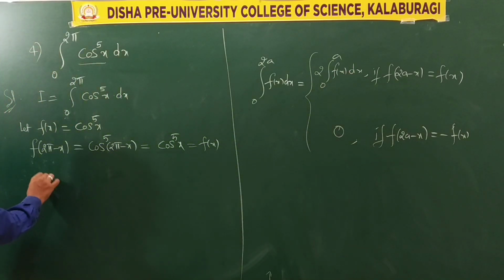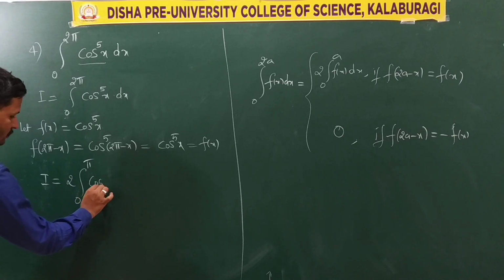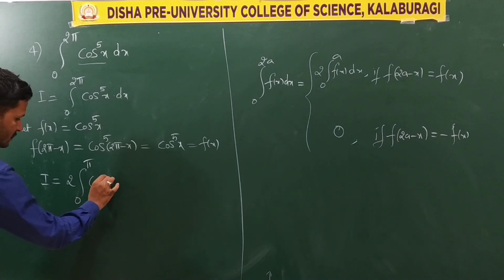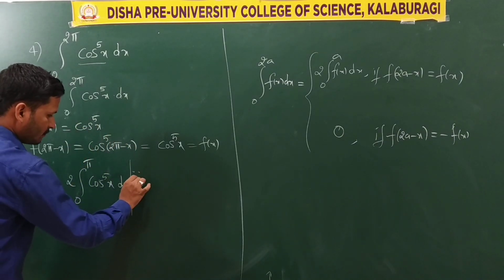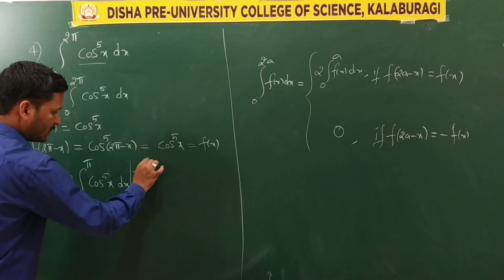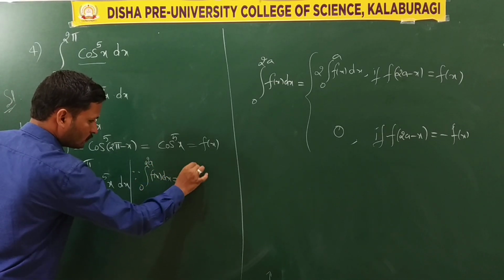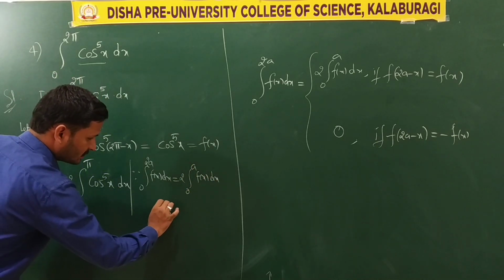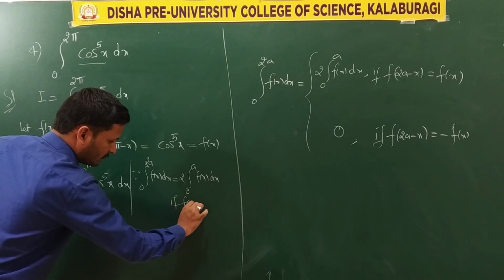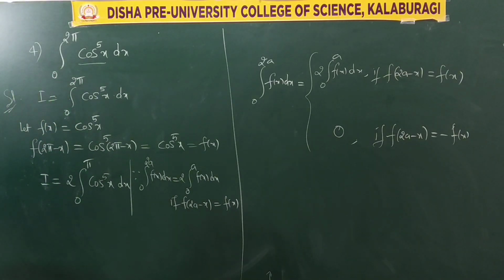Okay, so now integral I reduces to 2 times the integral from 0 to pi of cos raised to 5x dx. This is because the integration from 0 to 2a of f of x dx is 2 times the integral from 0 to a of f of x dx, since the condition is f of 2a minus x is equal to f of x. Okay, right.